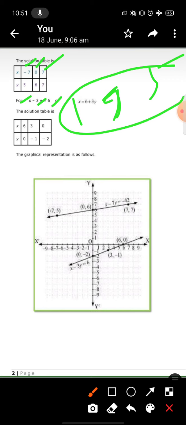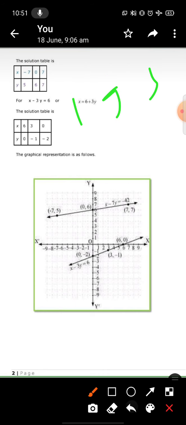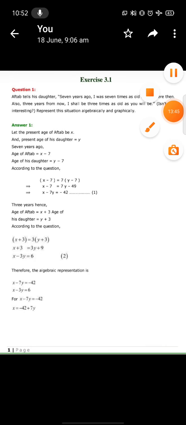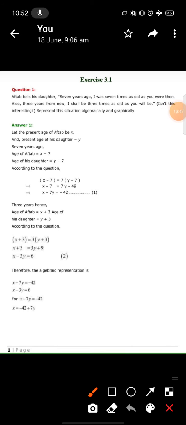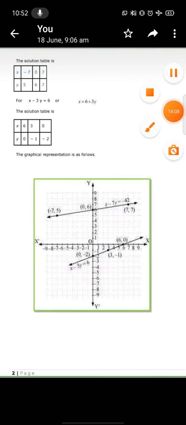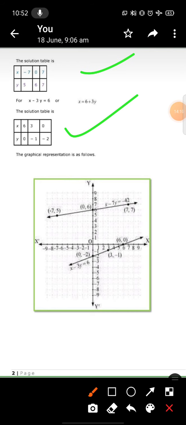Similarly we do this in the second equation, that means we find the solutions of the second given equation. The second equation is x minus 3y equal to 6. So for this equation and for this one, we have to create a solution table. Okay, as like this, we have to create the solution table and plot these things on a diagram, on graph paper.